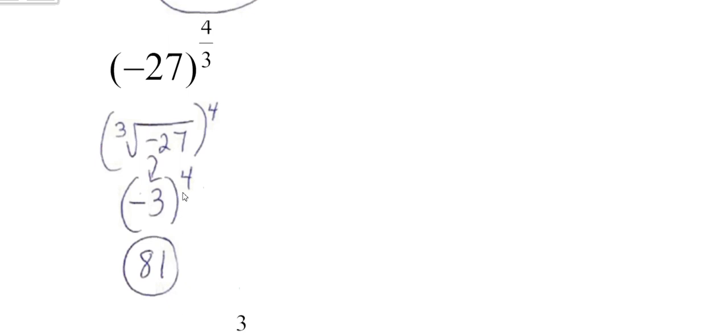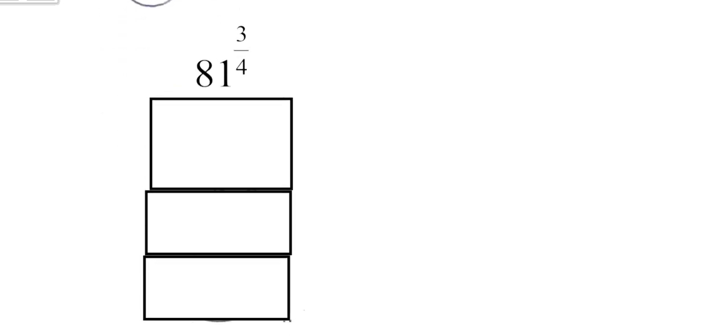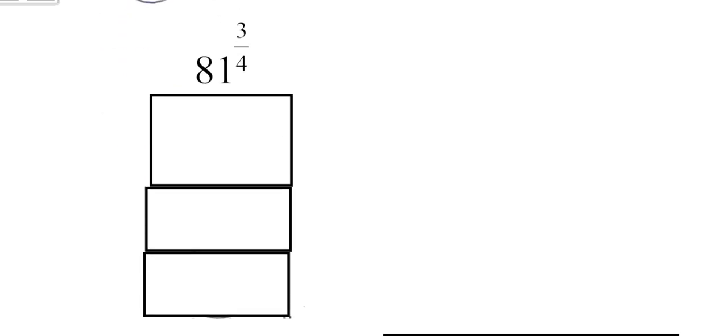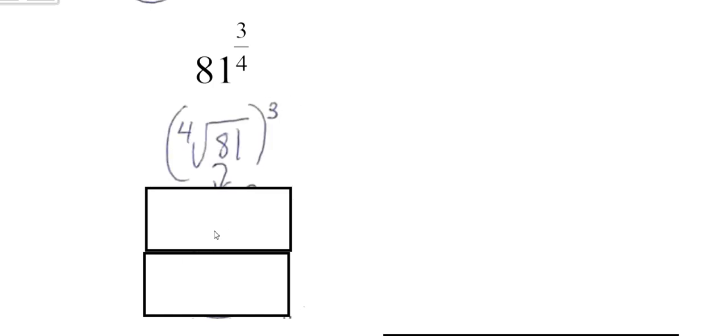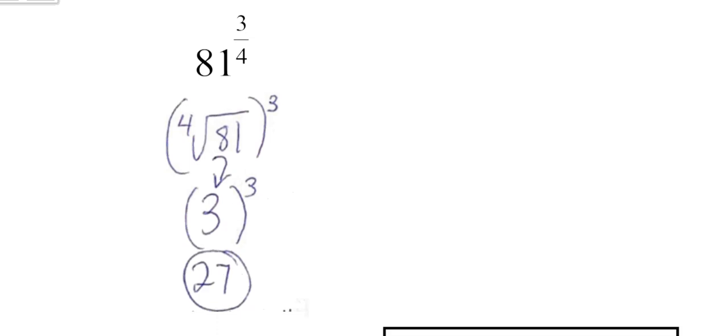This is positive because this is an even number exponent, which means I'm going to have an even number of negative integers being multiplied together. Next, 81 to the 3 over 4. I'm going to take the 4th root of 81, and then I'm going to cube that number. The 4th root of 81 is 3. 3 cubed is now what I'm left with, and 3 cubed is 27.